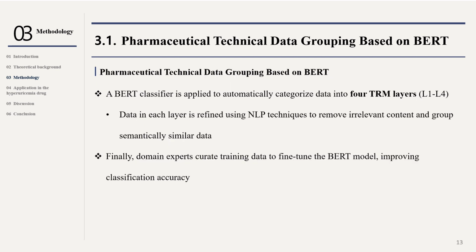A BERT classifier is applied to automatically categorize data into 4 TRM layers: technology, clinical trials, products, and market. Once the data is categorized, NLP techniques are used to refine the data by removing irrelevant contents and grouping semantically similar data. Finally, domain experts curate the training data to fine-tune the BERT model, further improving classification accuracy.